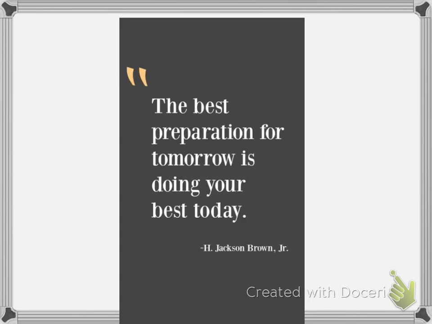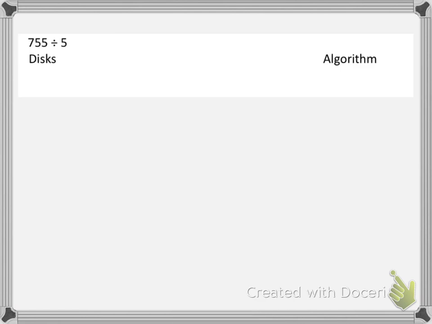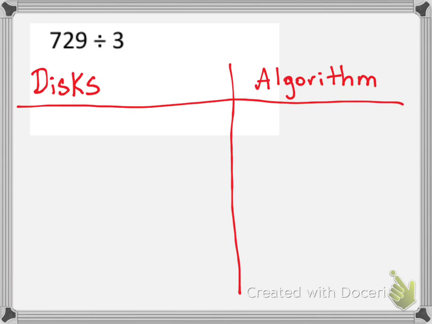All right, let's see how much you can do. The best preparation for tomorrow is doing your best today. Great quote to live by. Let's see how well you do on the next 2 problems. Okay, you got to show place value discs and the standard algorithm for 755 divided by 5. And please come in with your place value charts tomorrow. Second one, 729 divided by 3. Please show me the place value disc chart and your standard algorithm. I want to see your work tomorrow.